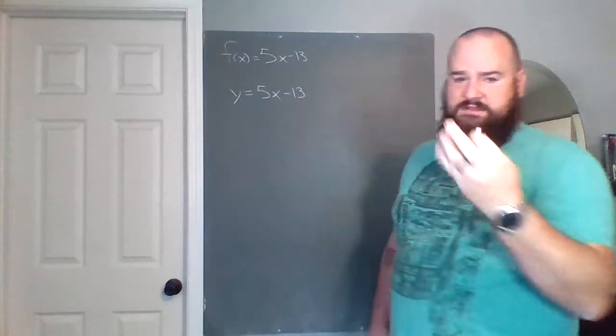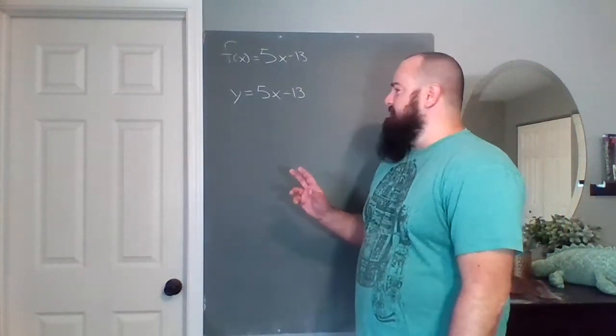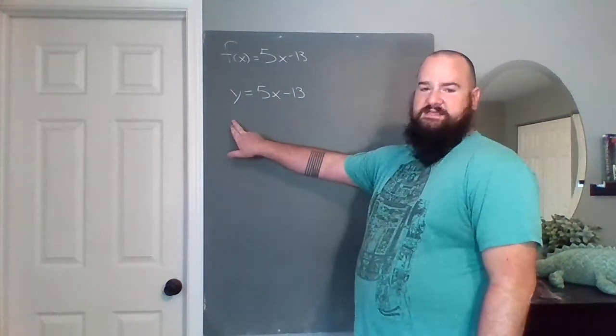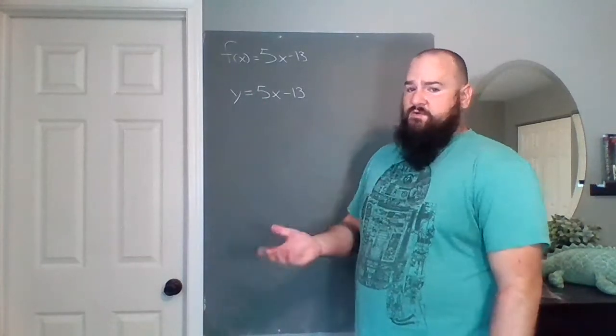And this is the same in the other process that I was talking about. Where that other process differs from mine is they say to then switch your variables. So you would then rewrite this as x equals 5y minus 13. There is no mathematical reason to do that.